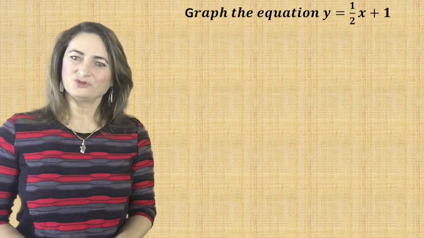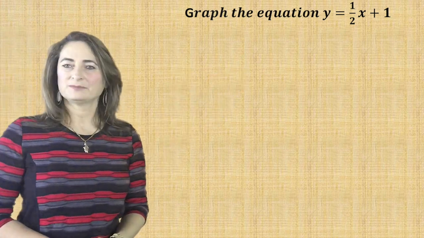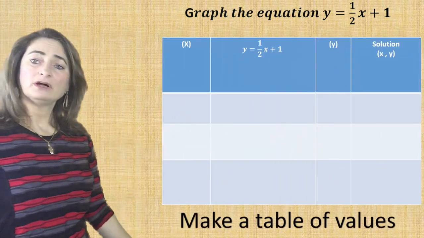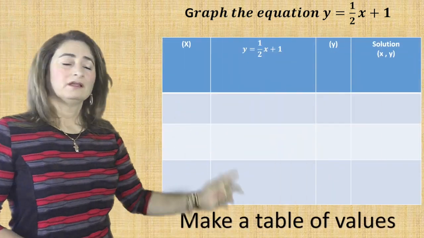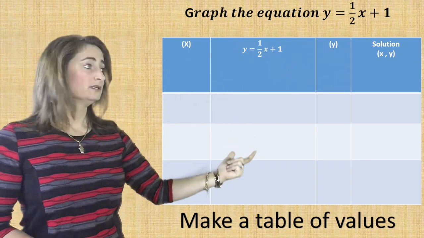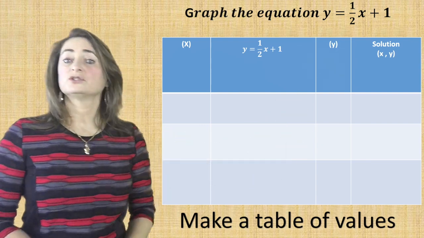Now let's practice graphing this equation. Graph the equation y equals half x plus 1. For us to do that, let's make a table of values. The first column is the x, the second column is the equation, the third column is the value of y, and the last one would be the solution.